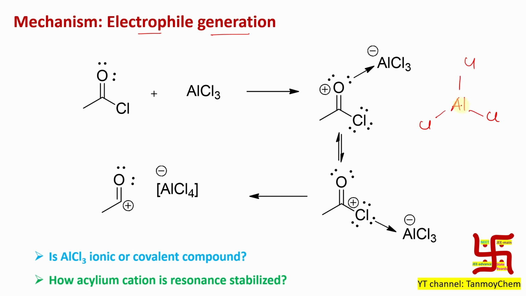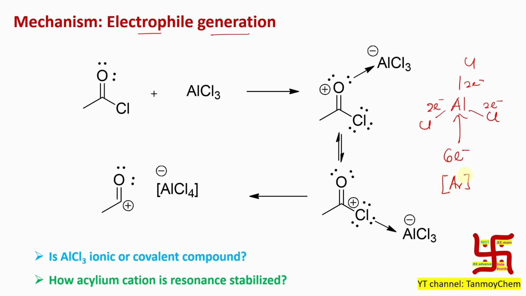Okay, so here you can see this aluminium has 3 bonds with 3 chlorines. Each bond contributes 2 electrons, so a total of 6 electrons surrounding this aluminium center. So this aluminium has 6 electrons in its outermost or valence shell. But recall the octet rule. Every element prefers to keep 8 electrons in its outermost shell in order to have the nearest noble gas electronic configuration. So in this case, aluminium wants to have argon's electronic configuration.